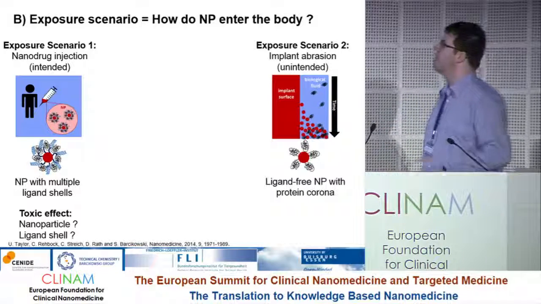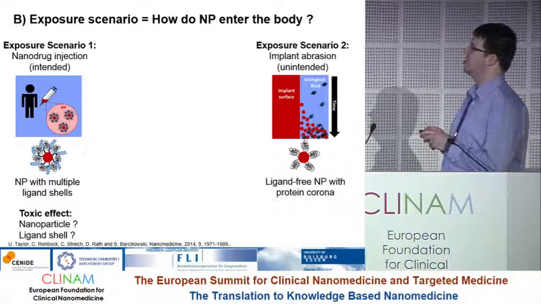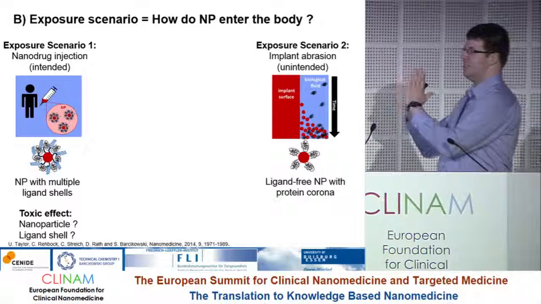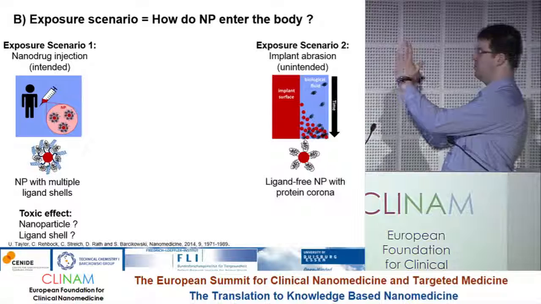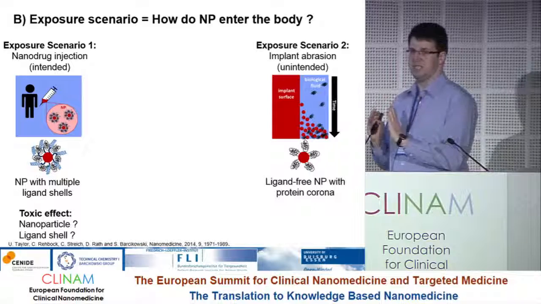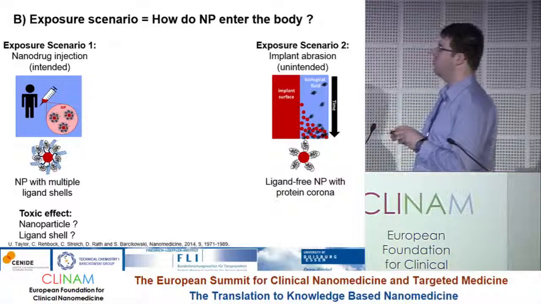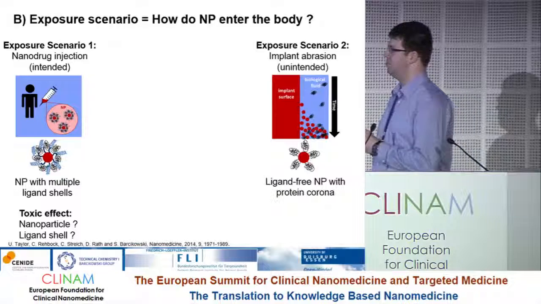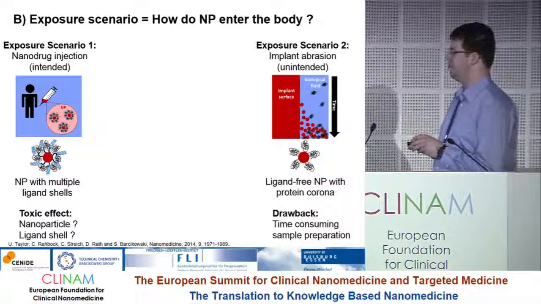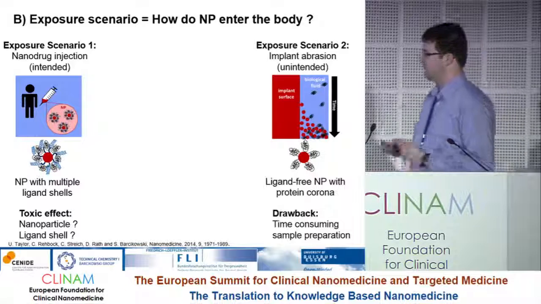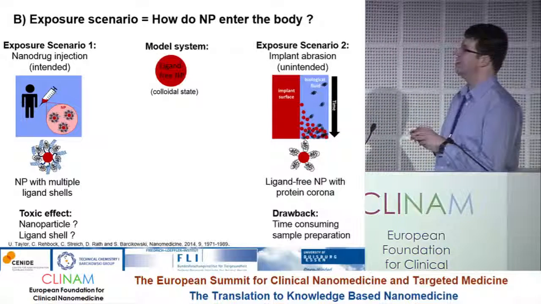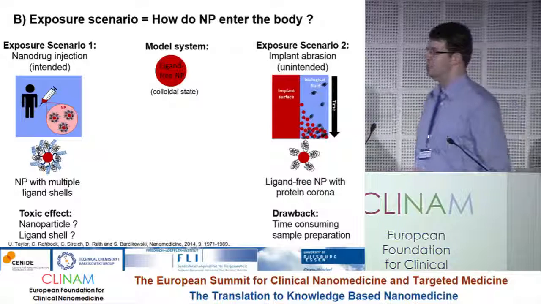A second exposure scenario is the unintended exposure, which is, for example, implant abrasion. We have an implant in our body, and this stays in there for months or years, and we have the problem that sometimes we have nanoscopic wear debris, which can be released into the system, and something which also has to be studied. In this case, what we have is a nanoparticle without any artificial surfactants covered by a protein corona. So in this case, we could also synthesize these materials. However, we have the problem that when we study this, we have a very time-consuming sample preparation. So what is needed to study both is a model system based on a ligand-free colloidal nanoparticle.